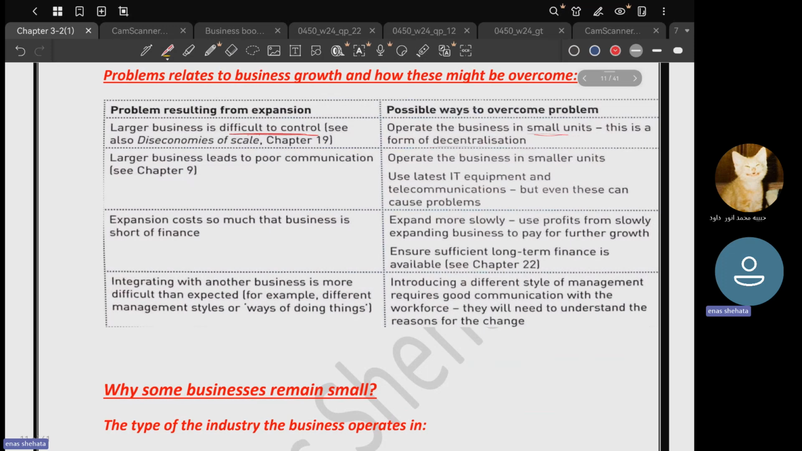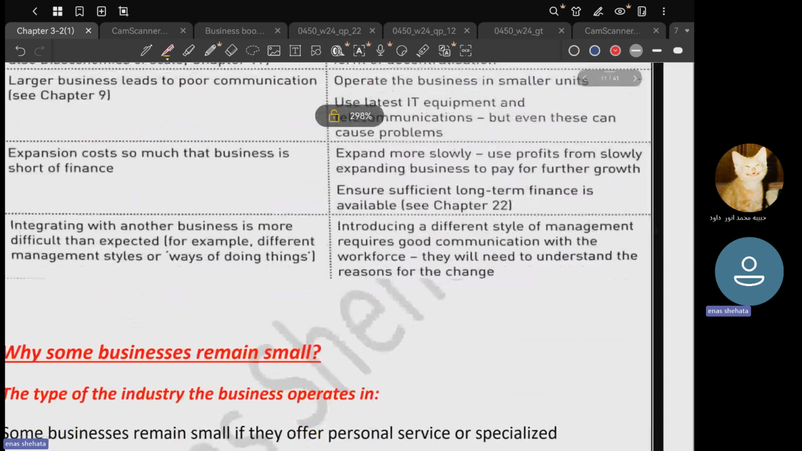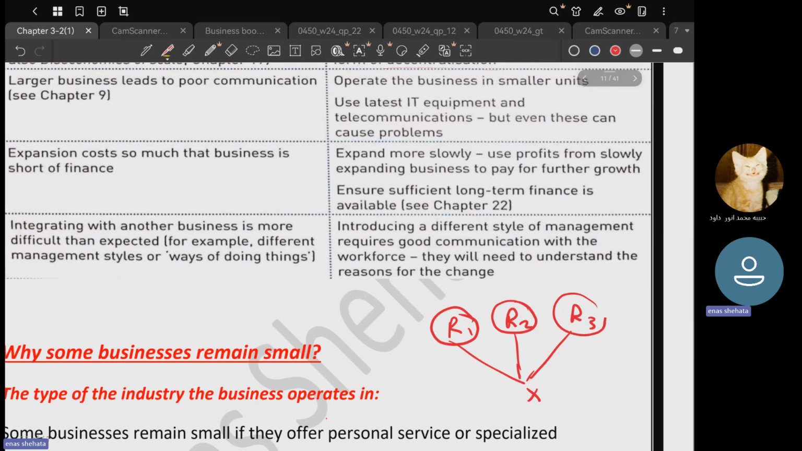What does it mean? I have a bigger business, many branches, many businesses in many regions. I have region 1, region 2, region 3, all of this under my authority, under my business X. So how to control everyone? Let everyone operate on their own and take their own decisions. Here I hire a manager that will be responsible for region 1 and take all the decisions related to region 1. And here also another manager for region 2. And here also another manager for region 3. Each one will take the decisions on their own.